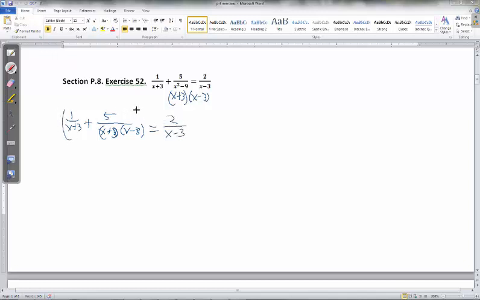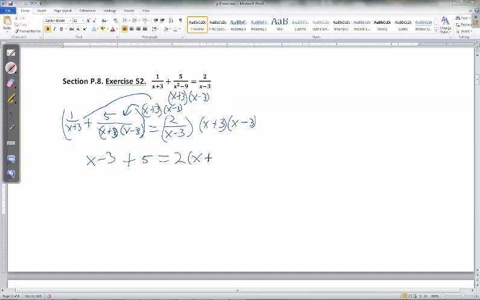And we're multiplying the left side by x plus 3, x minus 3, and the right side by x plus 3, x minus 3. The left side on the first term, the x plus 3 will reduce away, and I'll just have x minus 3. On the second term, both will reduce, and I'll just have that 5. And over here, the x minus 3 will go away, and I'll just have 2 times x plus 3. So I have x plus 2 equal 2x plus 6.